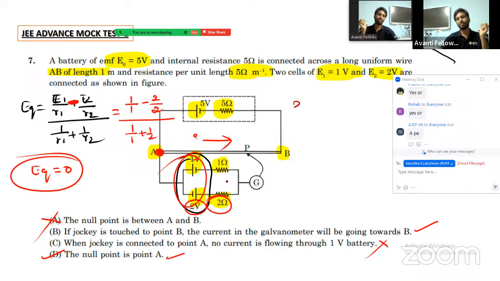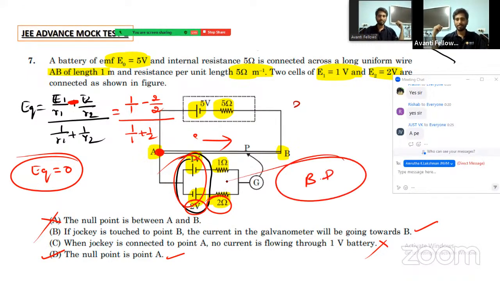B and D. Done? Is it understood to everyone?